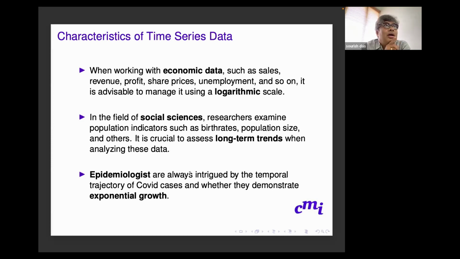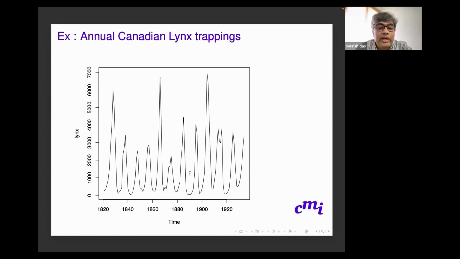Obviously, the epidemiologist always looks at the R naught figure, just like a hawk. Now, here is an interesting data set: annual Canadian lynx trappings. So lynx is a sort of cat-like animal, slightly bigger than a cat.